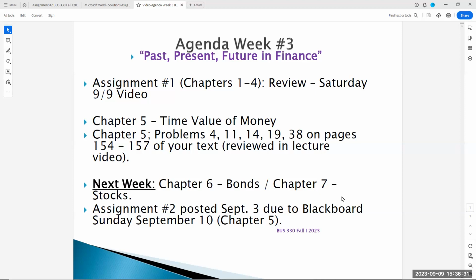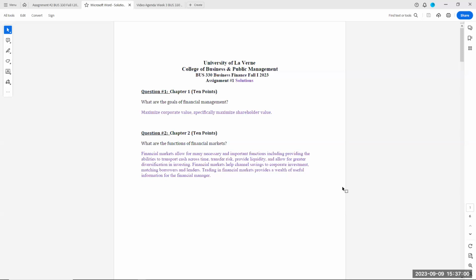So there we are heading into this 3rd weekend, and let's take a look at assignment number 1 solutions that have been posted to Blackboard. The purpose of assignment number 1 was to highlight chapters 1 through 4, which is basically an introduction to business finance, the definition of finance, the understanding of financial statements, the understanding of the role of financial managers in corporations. So you can get an idea of how that is and express that to me as an assessed work of assignment number 1.